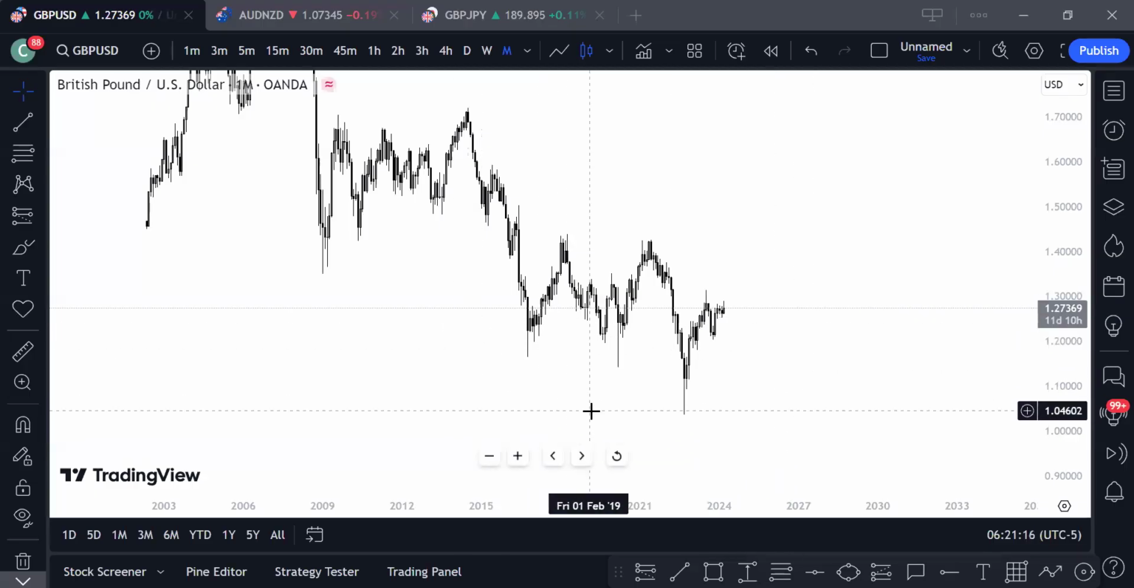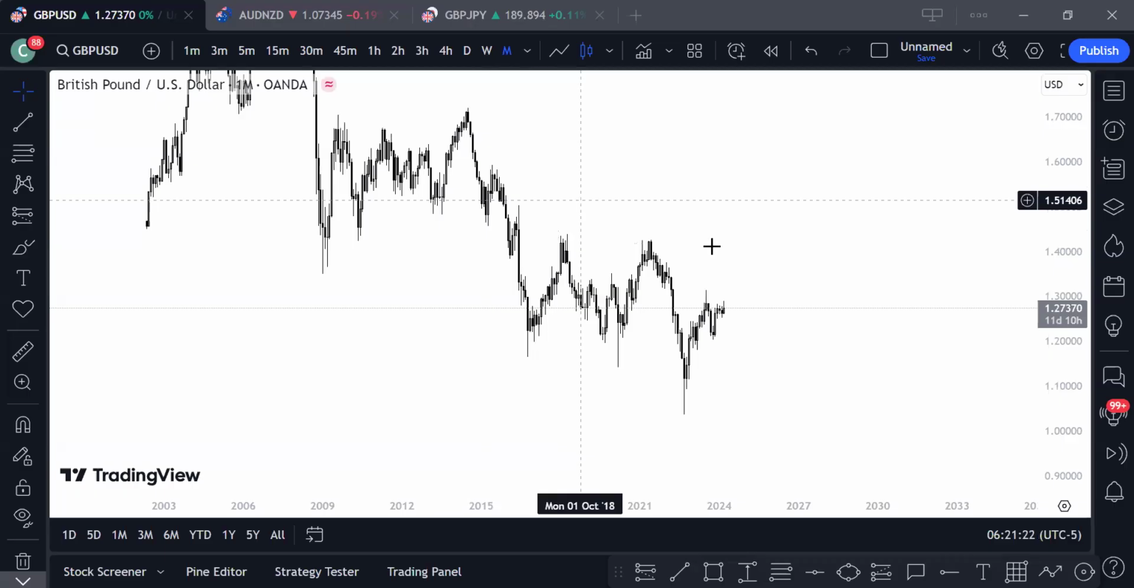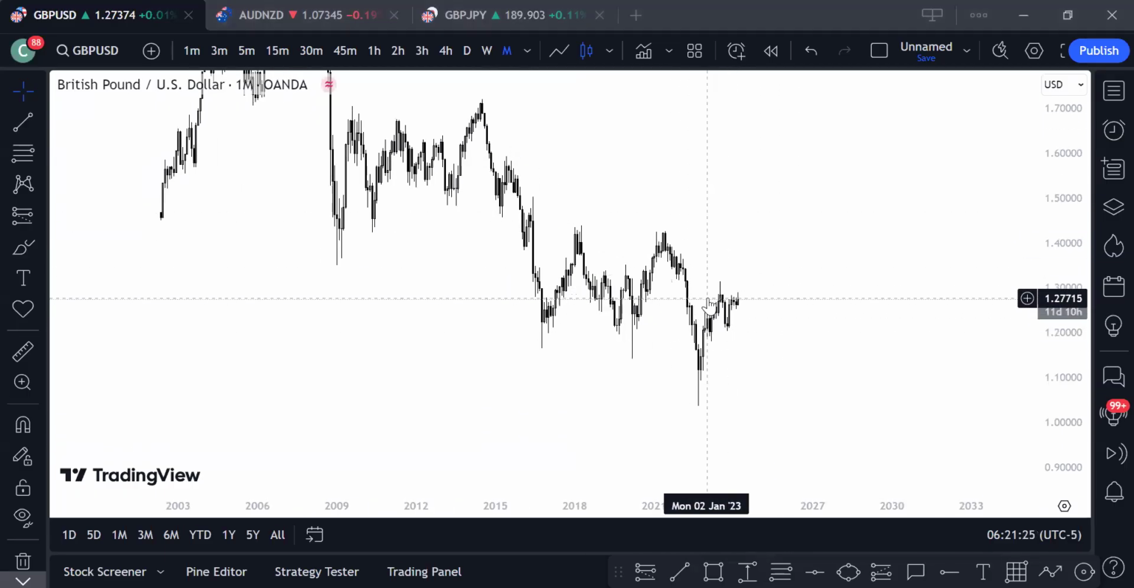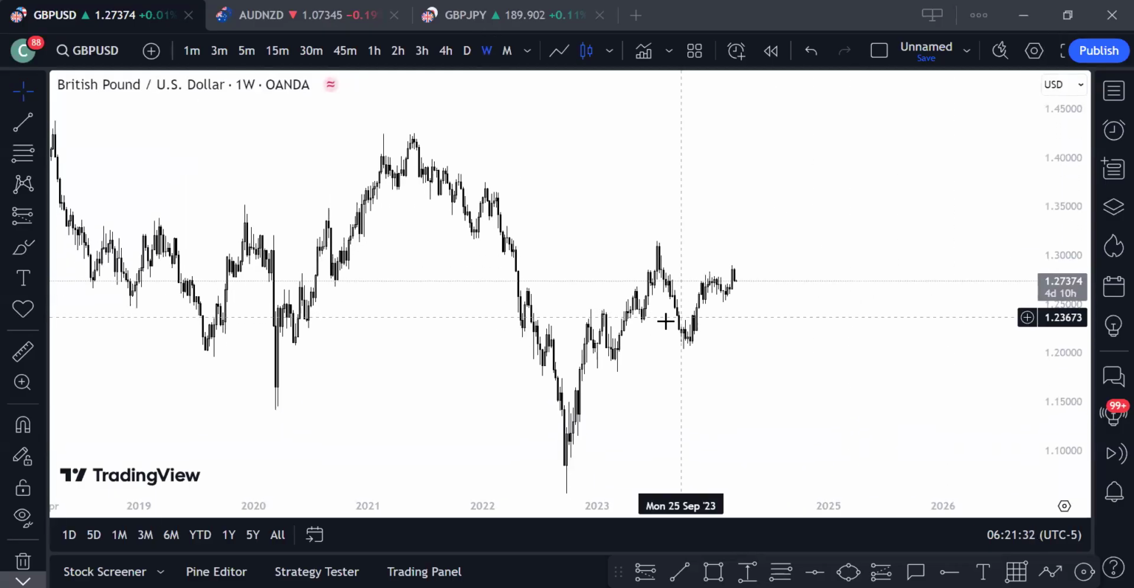Okay, so on the monthly time frame, remember we are looking at sweep of liquidity, break of structure, and all of that. I can't see that yet. This is the current price action, and I'm not seeing that yet. So let's go to the weekly time frame. Let's see if we have any sign of that.